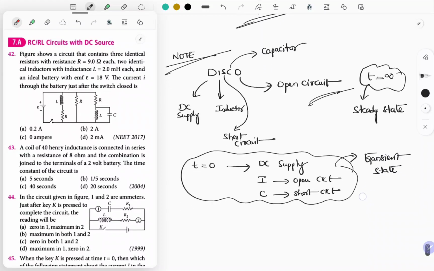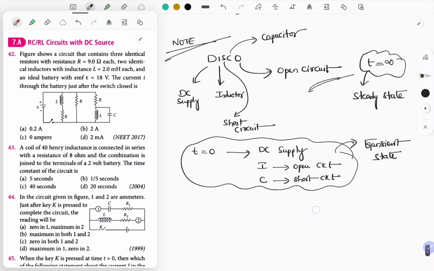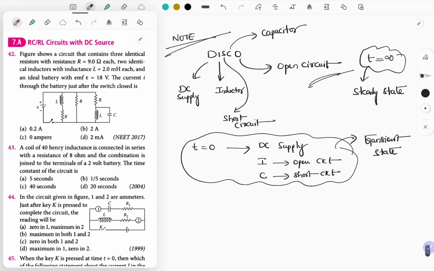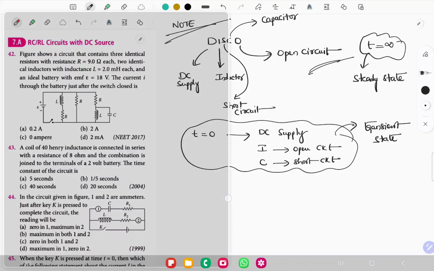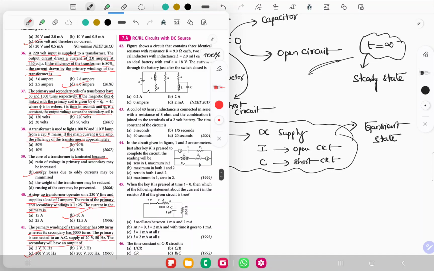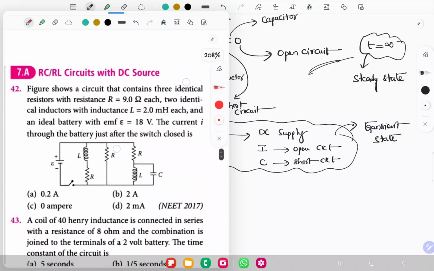Meaning of steady state is t is equal to infinity. Meaning of transient state is from t is equal to 0 to some other timing. Okay, so now let's observe this question. Question number 42. What is the question they're asking? Just try to understand this. Let's solve here itself.